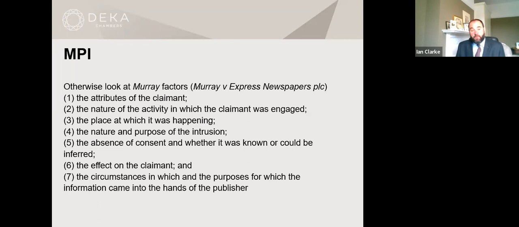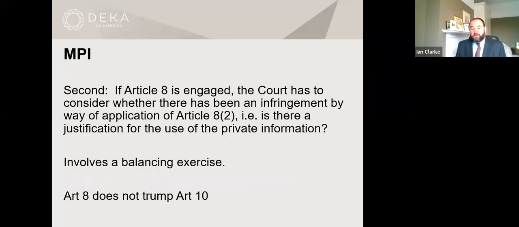So looking at all those factors, you'll be able to get a sense of whether the information which is the subject of the claim was private, whether objectively speaking the claimant had a reasonable expectation of privacy. So if you answer that first question affirmatively, you then have to look at the second question. If Article 8 is engaged, you have to consider whether there's been an infringement.